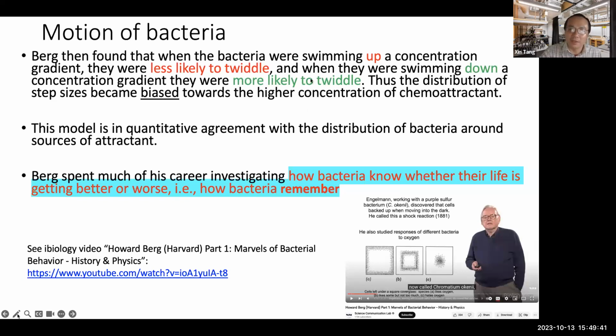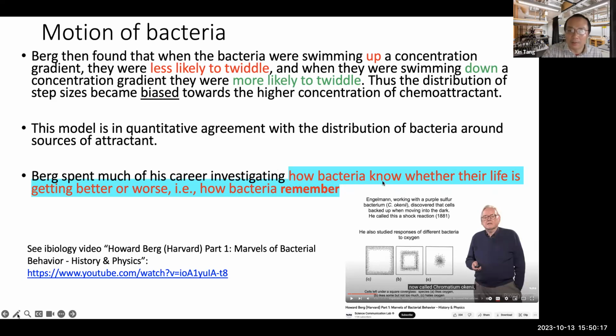It's not very obvious. So he finds that the distribution of the step size becomes biased towards the higher concentration of chemoattractant. And the bacterial model is in quantitative agreement with the distribution of bacteria around the sources of attractant. And throughout Dr. Berg's career, he investigated heavily into this question.